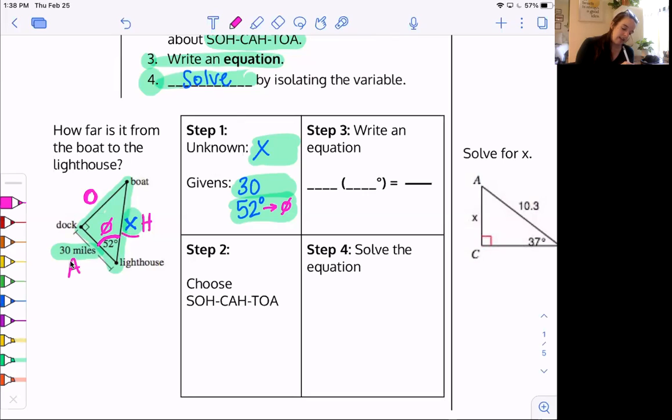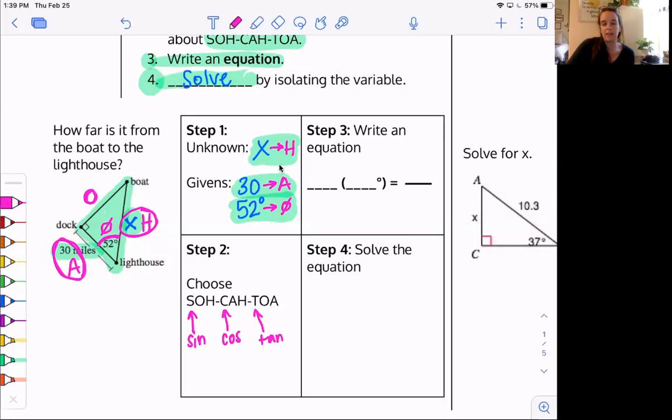So I see that x is h, my hypotenuse, and 30 is a, my adjacent. So I need to decide, using a and h, am I going to use sine, o and h? Am I going to use cosine, a and h? Or am I going to use tangent, o and a? Which of these should I use?